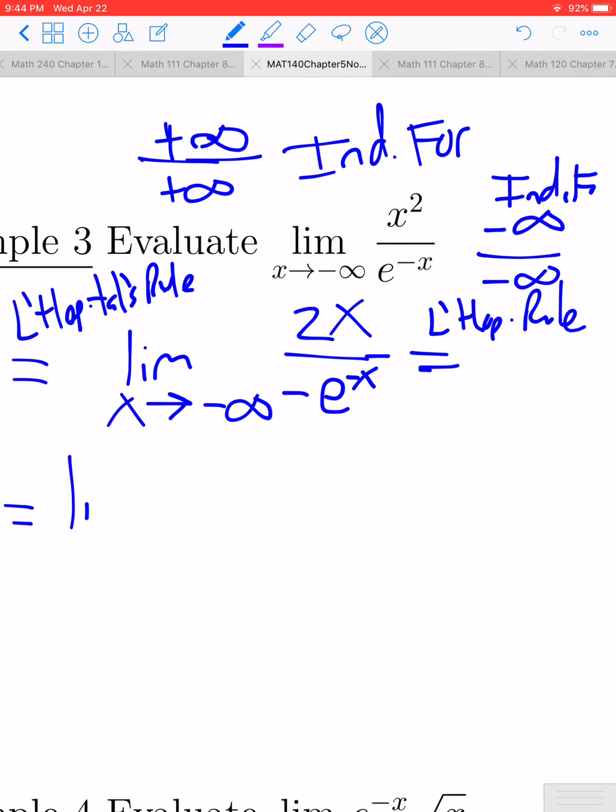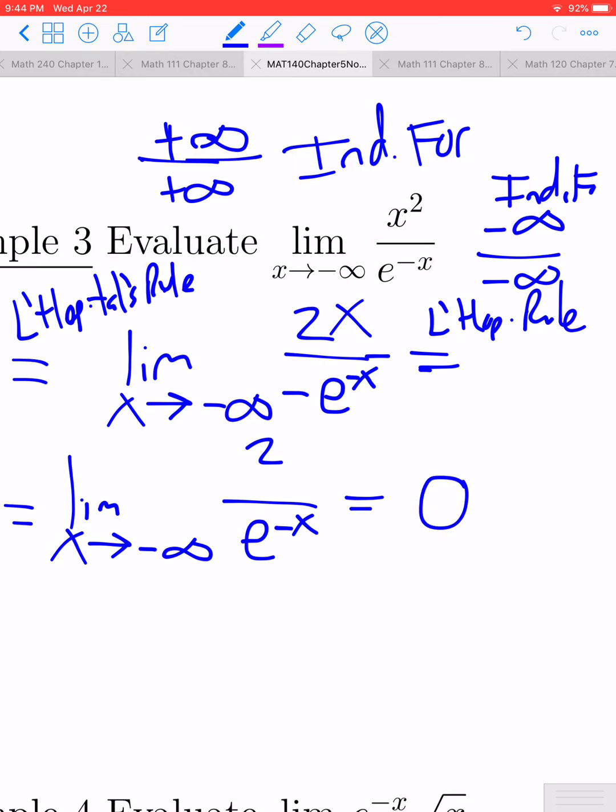This is going to be equal to the limit as x approaches negative infinity. The derivative of the numerator, well, the derivative of 2x is 2. The derivative of negative e to the negative x is going to be positive e to the negative x. And now as x approaches negative infinity, the numerator is a constant of 2. The denominator is going to approach positive infinity. And therefore, this whole thing is going to approach 0. So the limit in example 3 is going to be equal to 0.